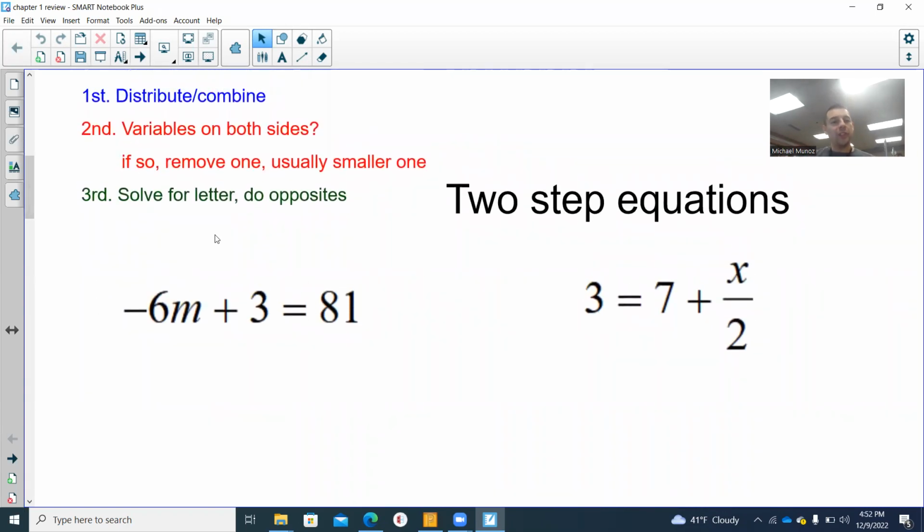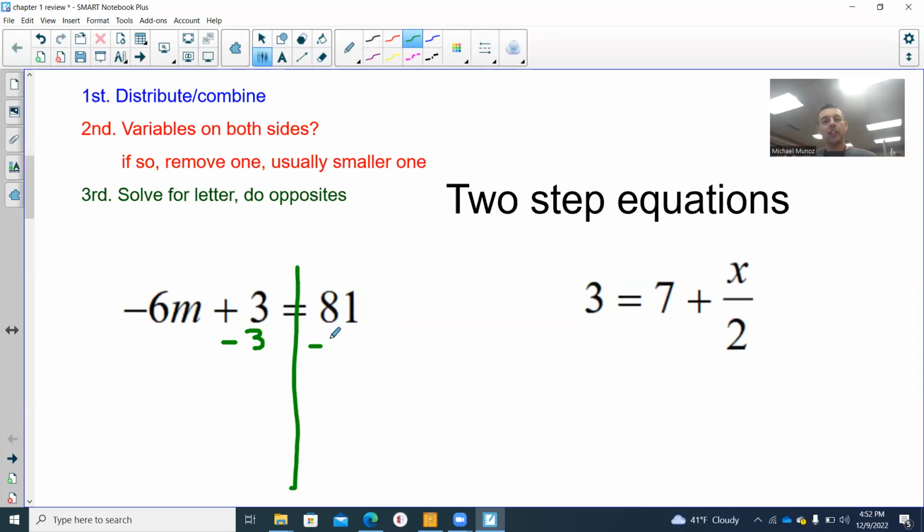The first problem down here is I have negative 6m plus 3 equals 81. And this is just a two-step equation. I draw the line down the center, and eventually we're going to divide by this negative 6. But first I want to get rid of my positive or negative numbers. So I'm going to get rid of a positive 3 by subtracting 3. Obviously we skipped step 1 and 2 because there was nothing to combine or distribute, and then there weren't variables on both sides. So we're on step 3, solve for the letter by doing opposites.